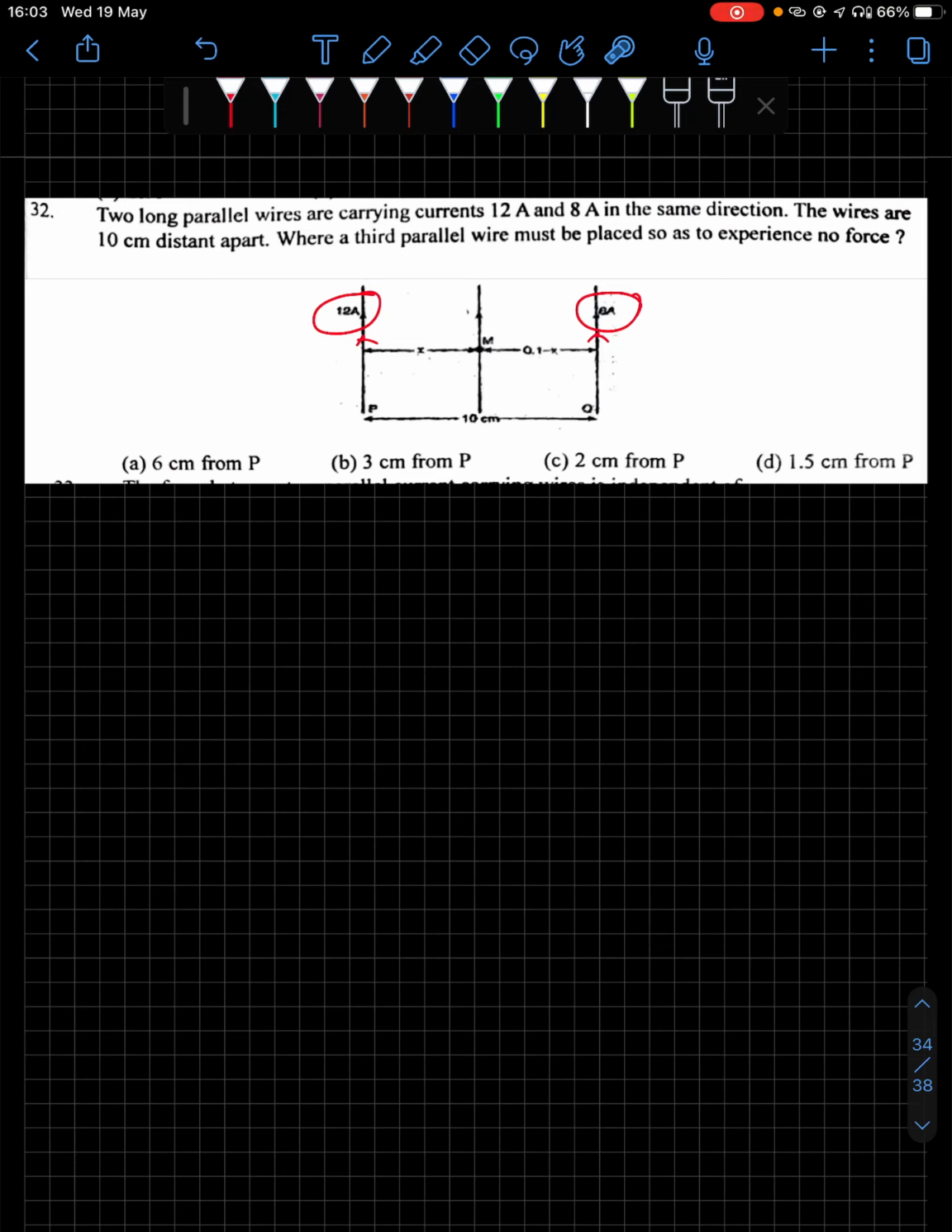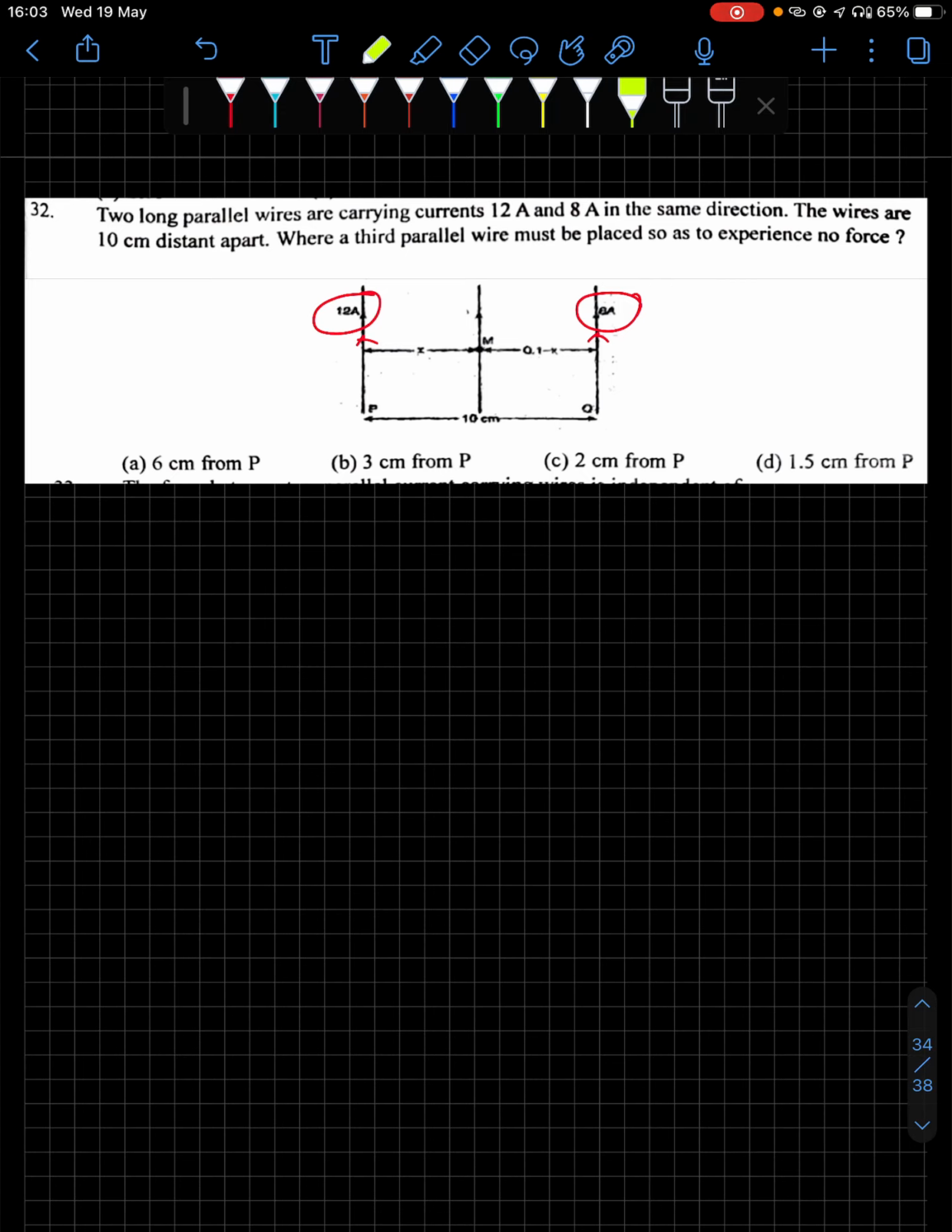So you have to find where you would put a third wire so that the wire experiences no force due to the two wires. That means the net field at the position where you place the third wire should be 0. In that case, the field due to the first wire and the field due to the second wire have to be equal. It was already given as M, and in my diagram I took that as Q.